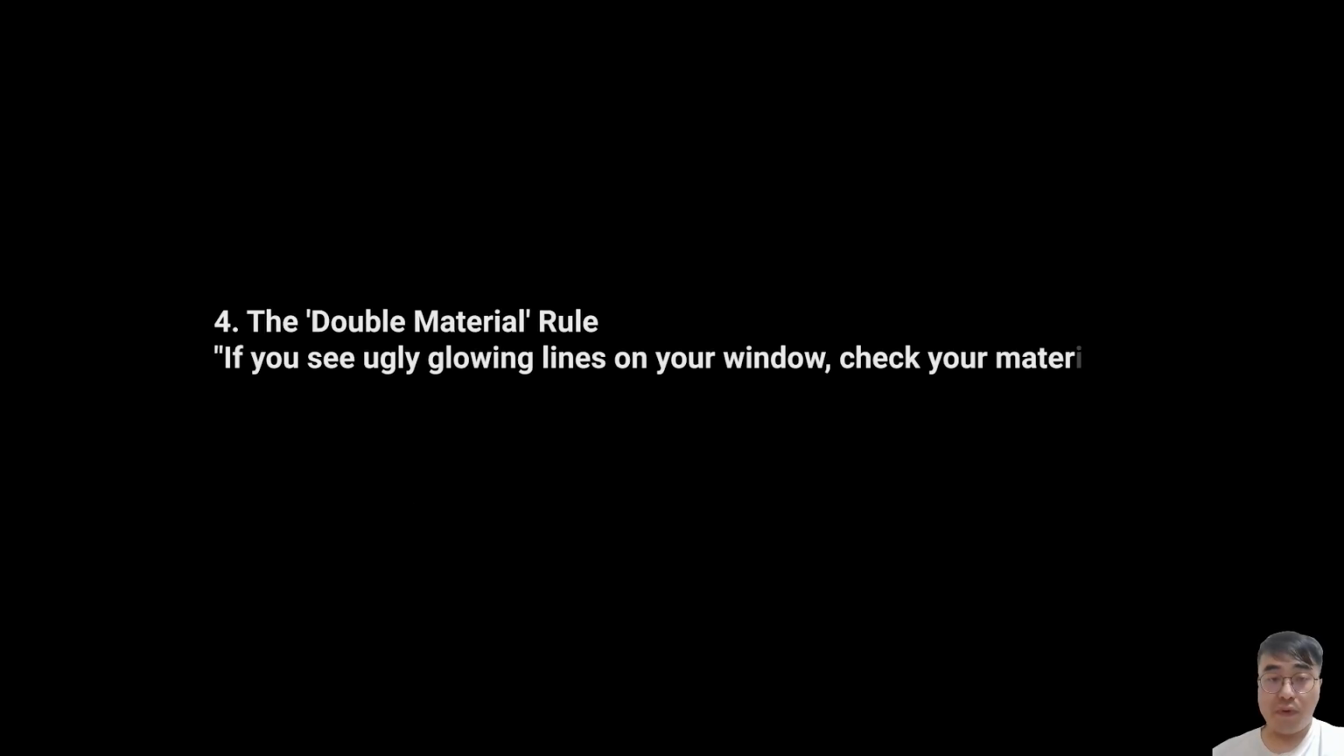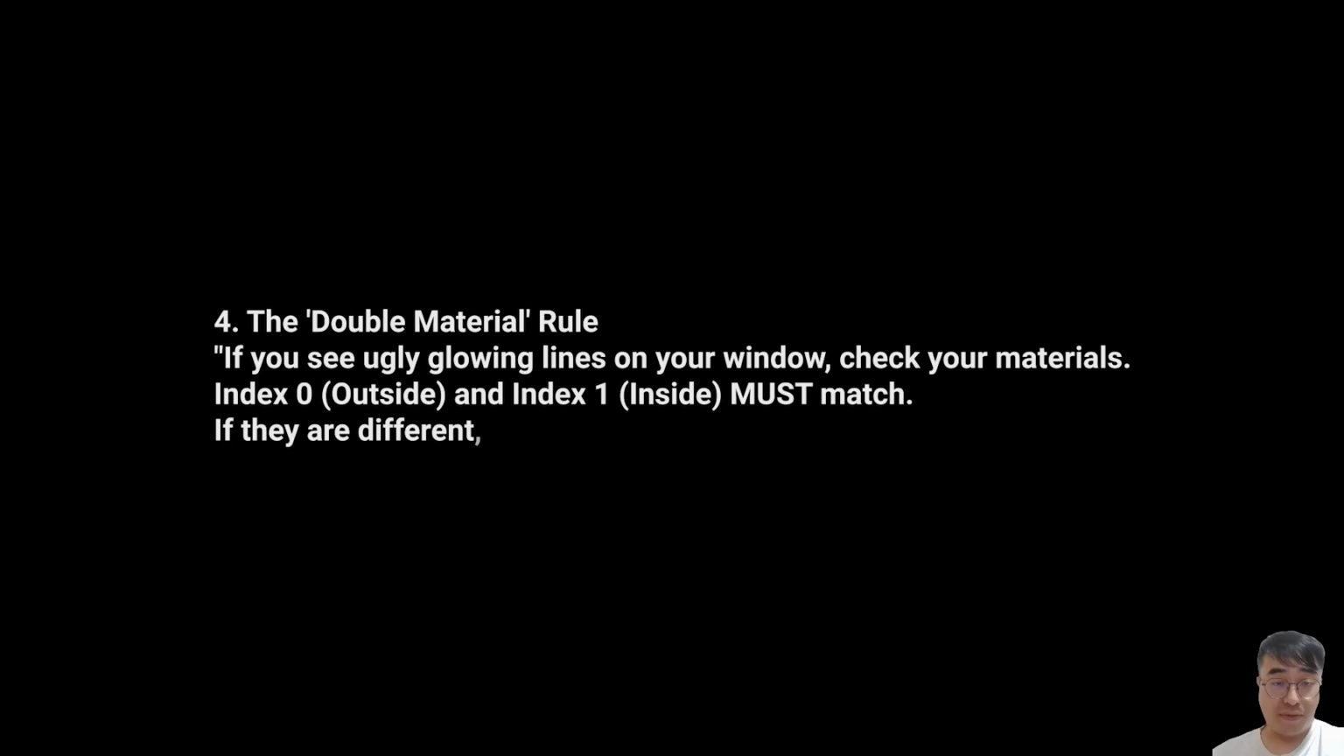and the fourth is the double material. This is to measure the index. Always ensure index 0 is the outside and index 1 is the inside material of the geometry collections. Use the same material at the start. If they differ, the pre-cut lines will glow and look fixed.